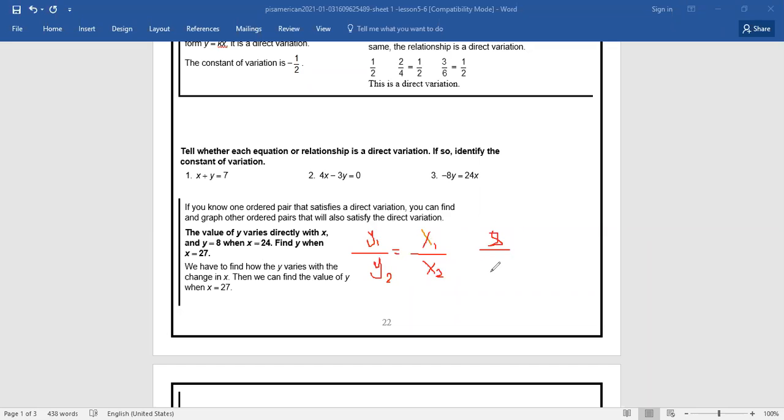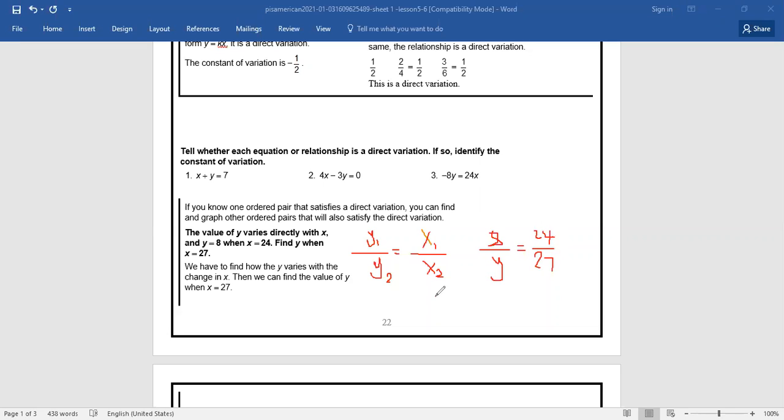Over the second y, we don't know, right? Yes. Don't know the second one. What is the first x? 24. And what is the second x2? The x2 equal how many? 27. Yes. So how we can solve the question now?